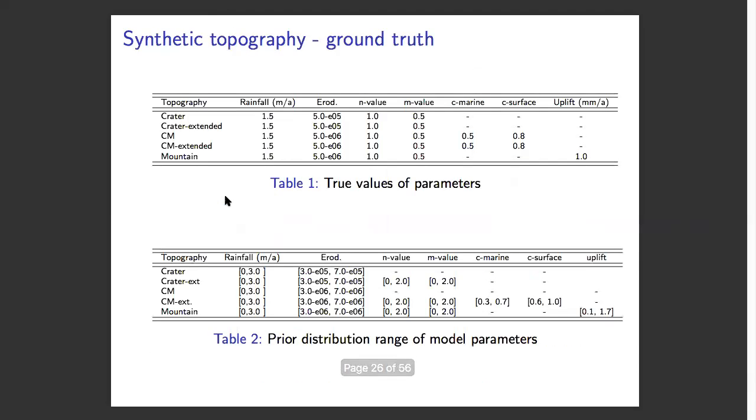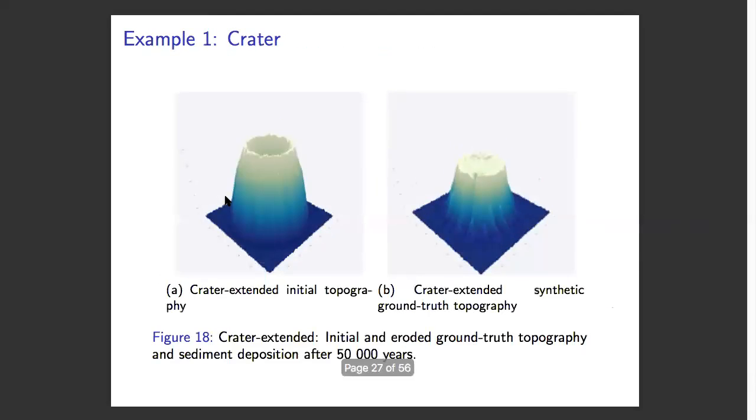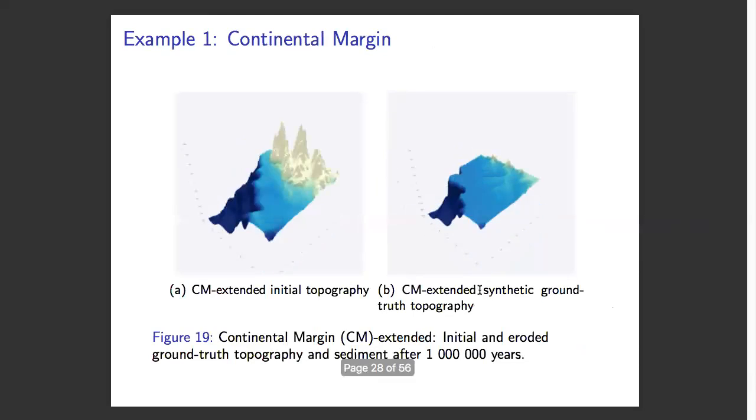Okay, so now I will take 10 more minutes to sum things up. We created a synthetic ground truth topography. The way we did it, we had some initial conditions, the initial surface, for example, a crater, and then the crater after 50,000 years here, and then a continental margin after 1 million years. This looks like this. So we take this as the ground truth.